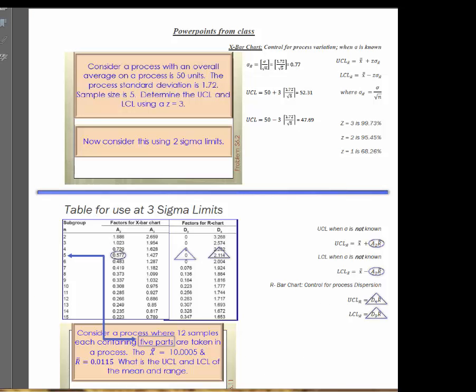So now we're moving on to a different way of calculating the X and R bar in this practice here, if you will. It's just another way that this information may come up. And in here what you notice is we have a process that has an overall average of 50 units. So we know that the X double bar then is 50. And the process standard deviation is 1.72. The sample size is 5.